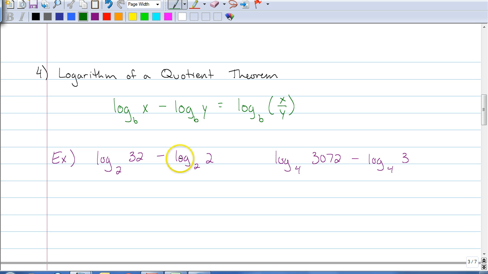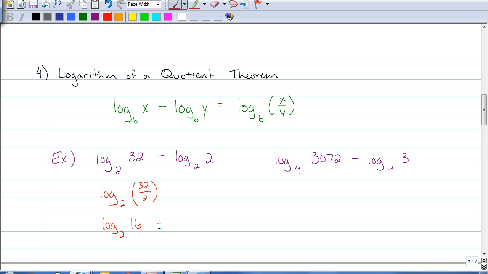But again, we need to make sure that our logarithms have the same bases. If they don't have the same base, these theorems aren't going to work. But these two bases are the same, log base 2 of 32 minus log base 2 of 2. So what we'd end up doing here is writing this as a single logarithm, which would be 32 divided by 2, which gives us 16.